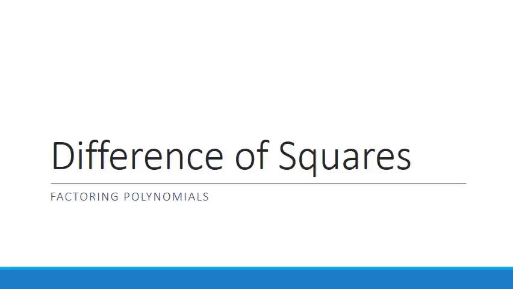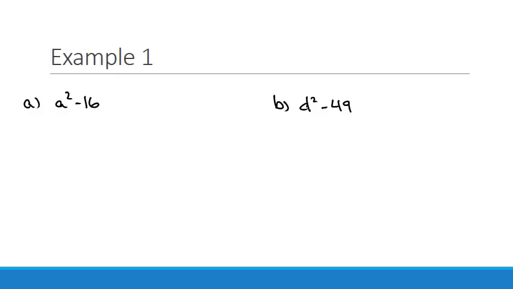Hello everyone and welcome to this factoring polynomials video. The topic today will be difference of squares. The difference of squares method only happens when there's two terms. So if you have two terms in your polynomial, we might be able to factor it using difference of squares.